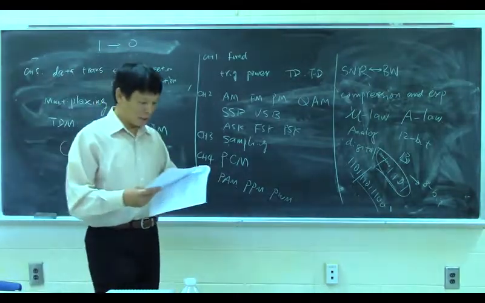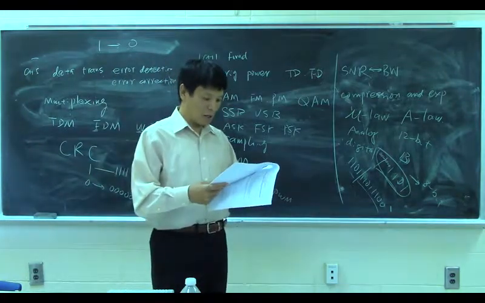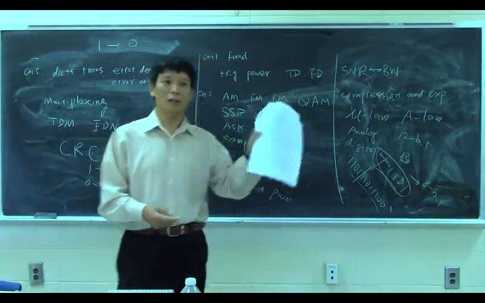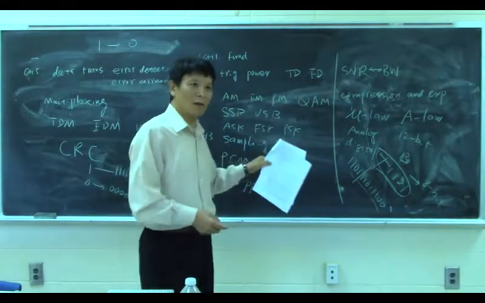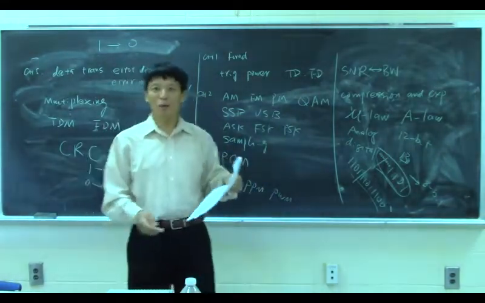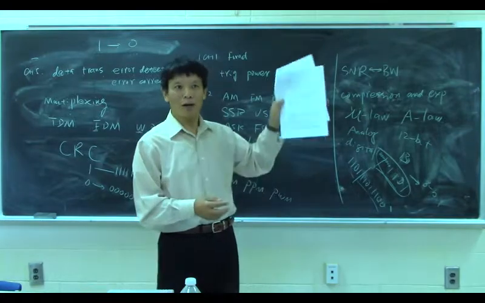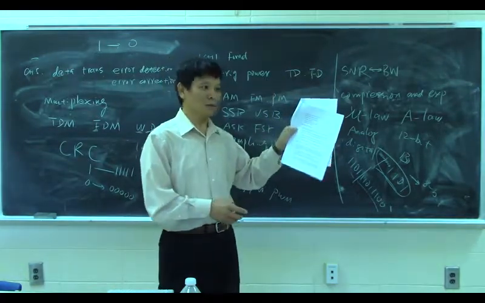The next part is the course objectives and the course outcomes, all listed on the syllabus. That means after the class, after the final, what you are going to be able to do is listed here. You can use this to test yourself.